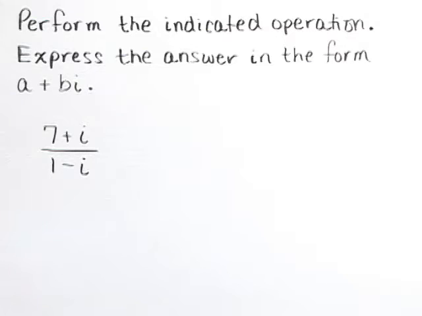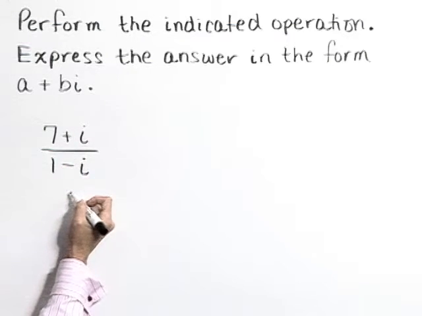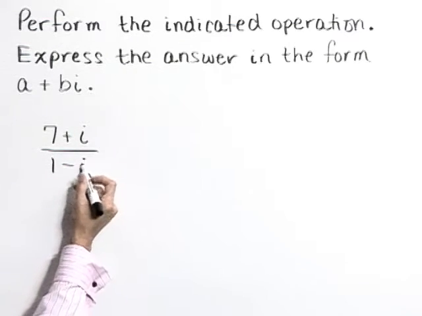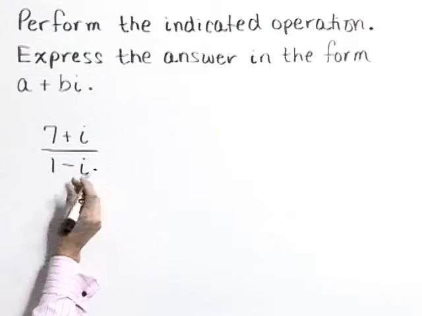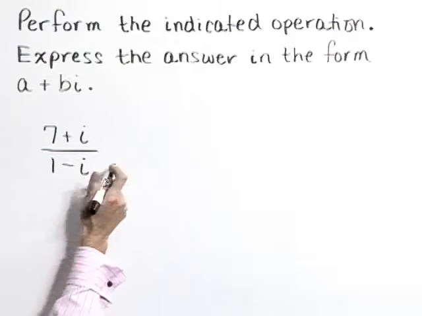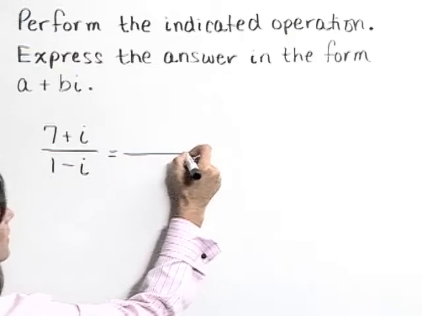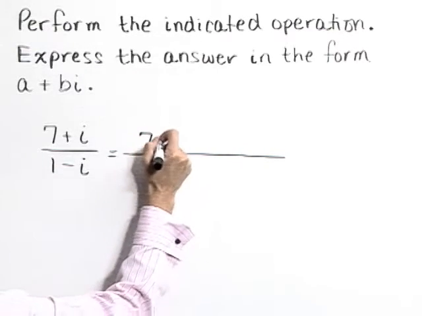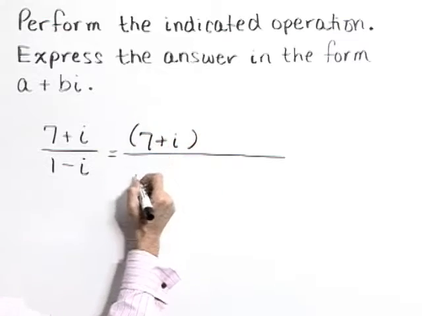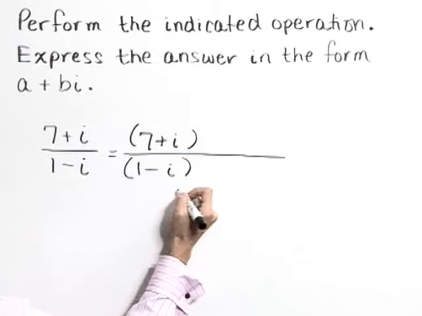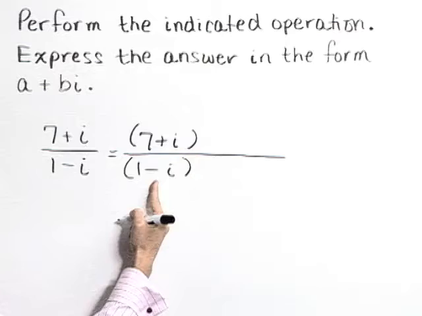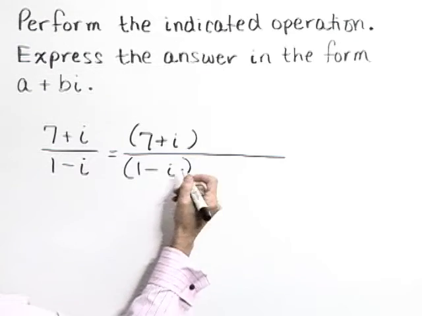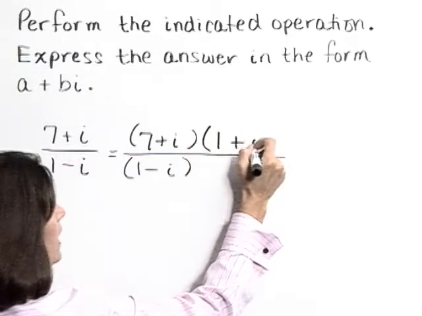Perform the indicated operation. Express the answer in the form a plus bi. Well, what we're going to do with this one is remove this value of I from the denominator. We're going to do that by multiplying the numerator and denominator by the same quantity, that quantity being the conjugate of 1 minus I, which is 1 plus I.